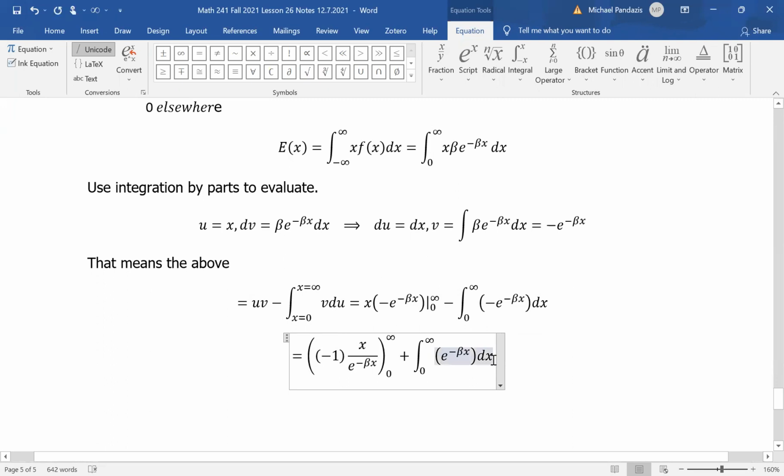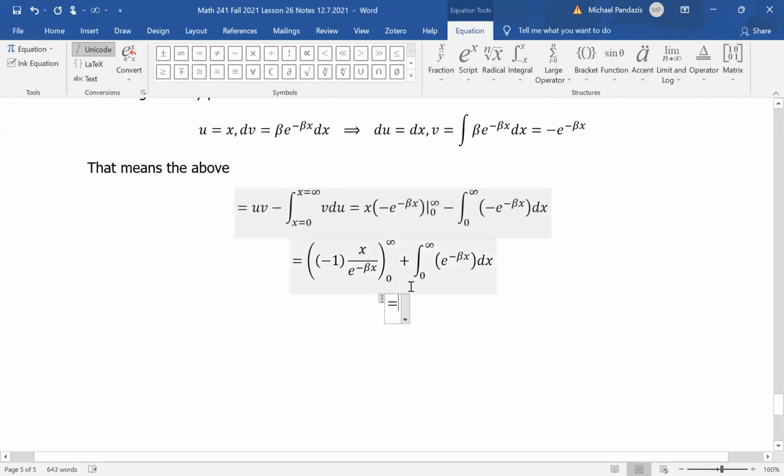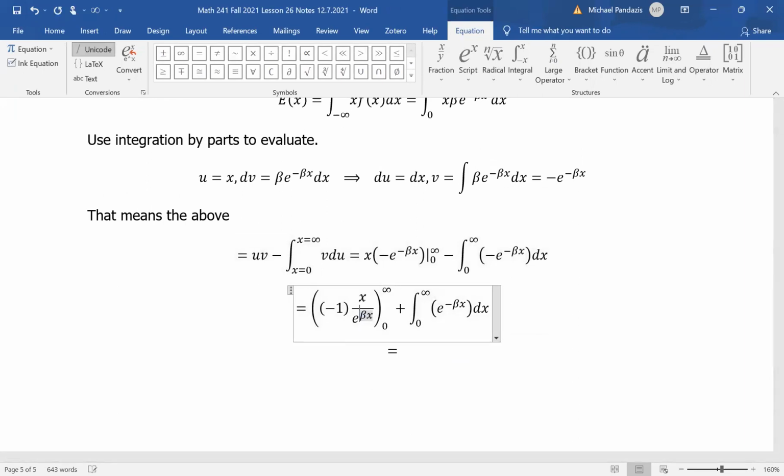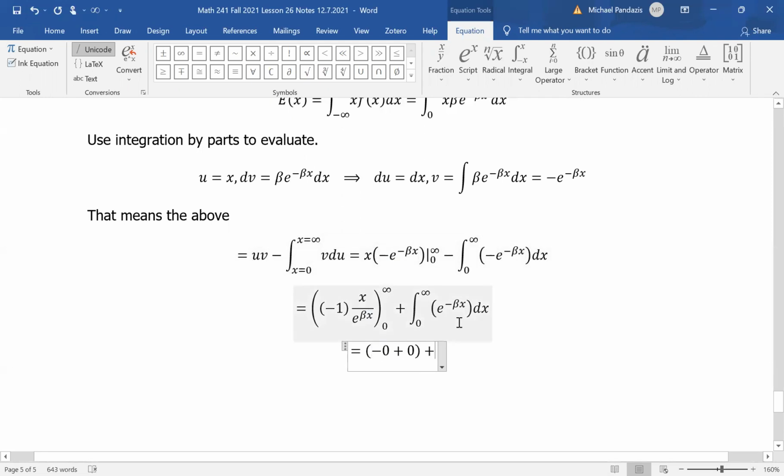Okay, and so when you calculate this, then when you take the limit. Oh wait, it's a negative e to negative beta x, which means it's e to beta x in the denominator. So the denominator goes to infinity much faster than the numerator. So when you plug in x is infinity, this is 0. When you plug in x is 0, it's also 0. So this expression is kind of like -0 plus 0. Okay, so it's -0 minus -0, which is plus 0. So that goes away. And then now you have this integral.